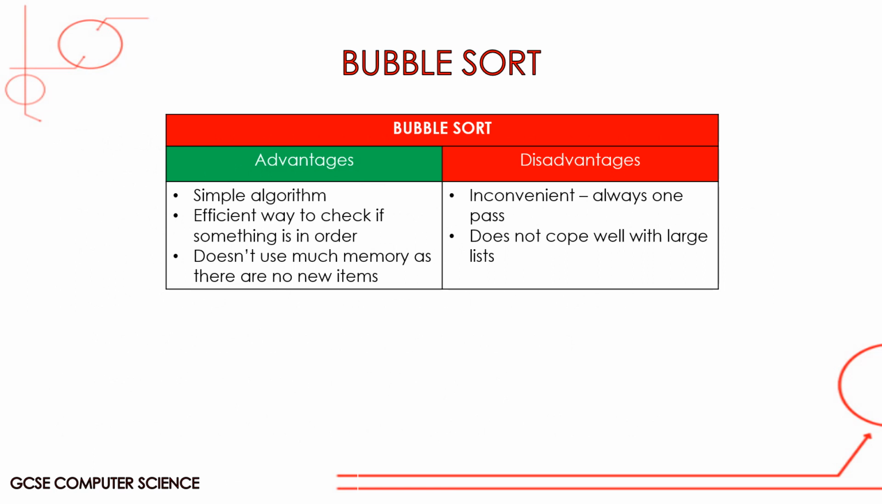The benefits of a bubble sort is it's quite a simple algorithm. It's also quite an efficient way to check if something's in order. So if the list is already sorted, it's quite an easy way to just check that it's already in place. It also doesn't use much memory as there's no new items to create. The disadvantages is it can be quite inconvenient, and it definitely does not cope well with large lists. What we mean by inconvenient is you always need to do at least one pass, even if the list's already in order.